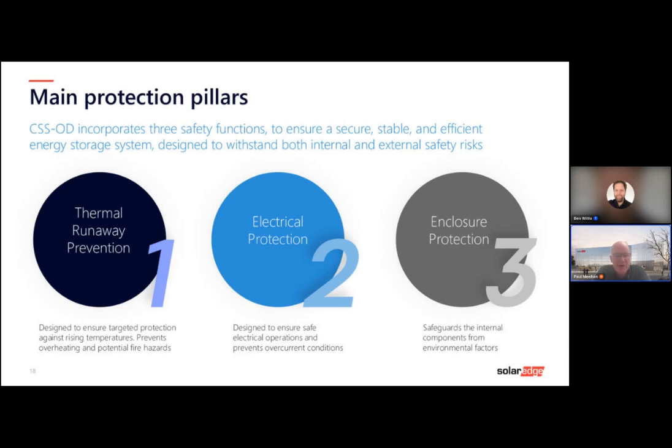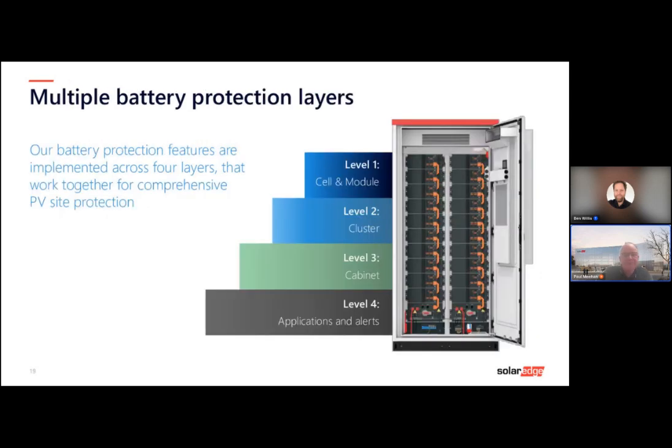Electrical protection with the appropriate level of MCBs and SPDs on the system, so surge protection devices are all there, designed to ensure safe electrical operation and prevent overcurrent conditions. And the enclosure protection, of course, is all within the actual cabinet as well. The cabinet is a key protection, particularly in terms of the environmental conditions in which you'll actually place the CSS-OD for your clients.